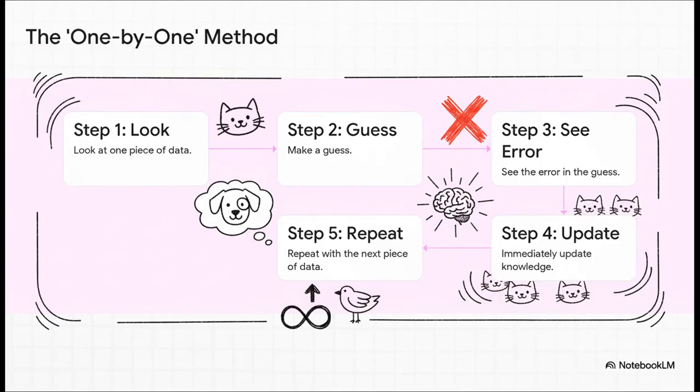And the process here is super simple. Step 1, the model looks at one thing. Let's say a picture of a cat. Step 2, it makes a guess. Maybe it says, dog. Step 3, it sees the mistake. Whoops, that's a cat. And here's the kicker. Step 4, it immediately changes its entire understanding based on that single mistake. Then it just repeats the whole thing with the very next picture.